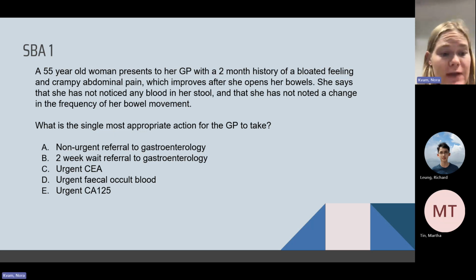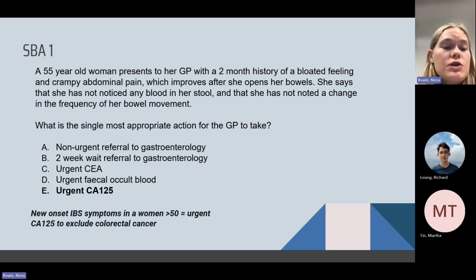Well, in this case, I believe the answer is wrong because I checked the NICE guidelines, but it's urgent CA 125. I think the more appropriate answer is an urgent fit test. And this speaks to the guidelines around colorectal cancer management, and that is that any person aged 50 or older with either rectal bleeding or abdominal pain or weight loss should do a fit test. And then if they have a positive fit result, then they should be referred to an urgent 2-week wait colonoscopy after that.